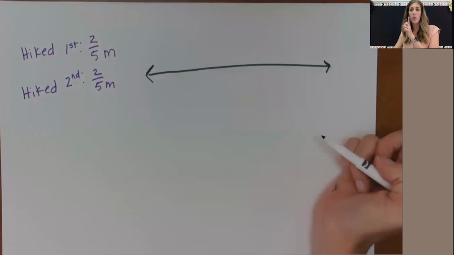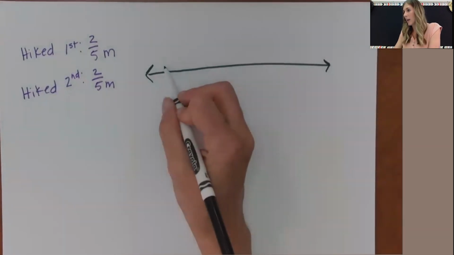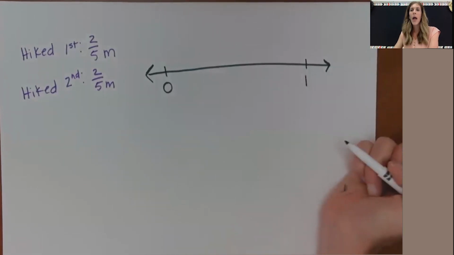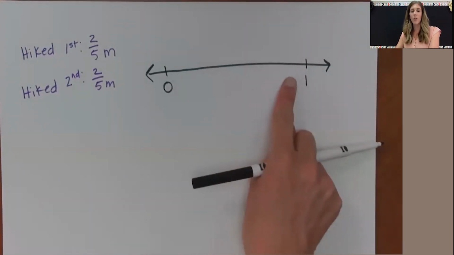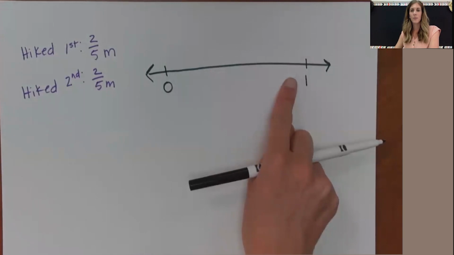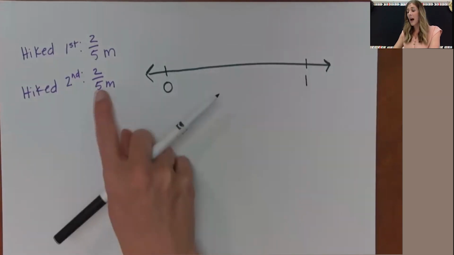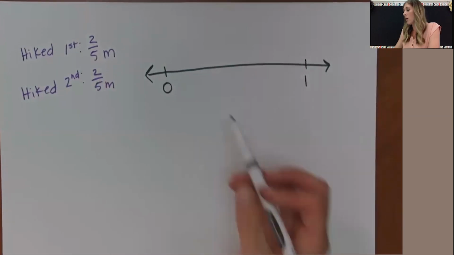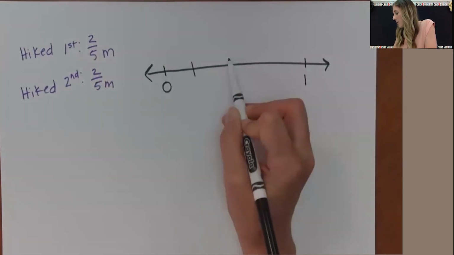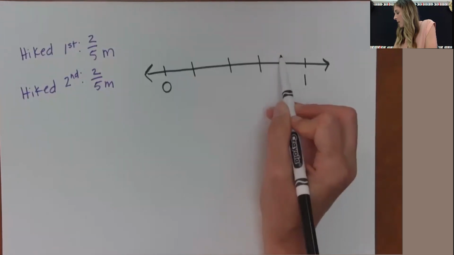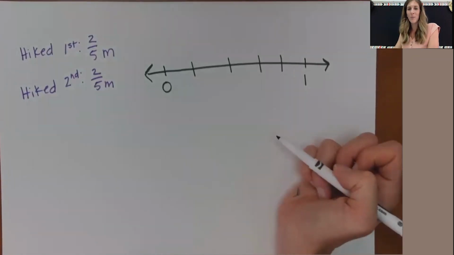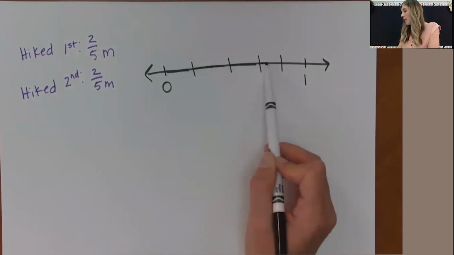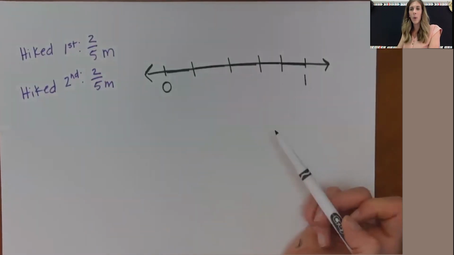We're only dealing with one whole mile, so we can just break our number line up between 0 and 1. How many equal parts do we need to have on our number line? Correct, 5, because our denominator is 5. It tells us how many equal parts are in the whole. So I'm going to break my number line up into fifths. You can do this with me on your paper. I've got 1, 2, 3, 4, 5 equal parts.